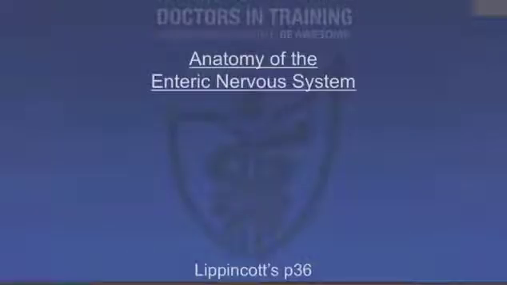Let's talk briefly about the anatomy of the enteric nervous system. There's also this huge network of nerve fibers and ganglia that innervate the GI tract and the biliary tract and the pancreas. And this is the enteric nervous system. This all functions completely independently from the central nervous system, although it is sometimes modulated by the autonomic nervous system.